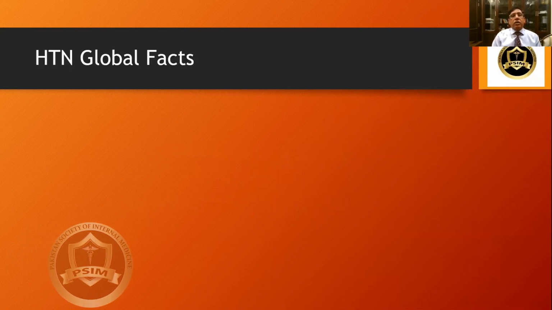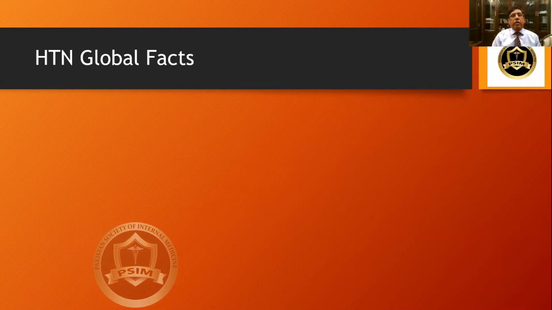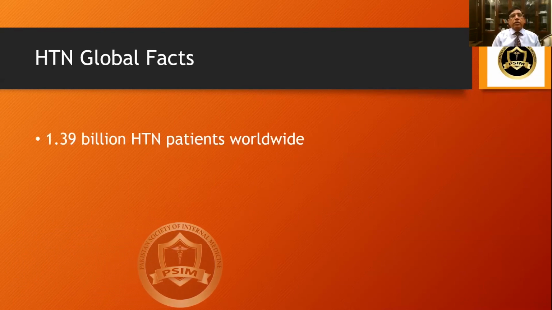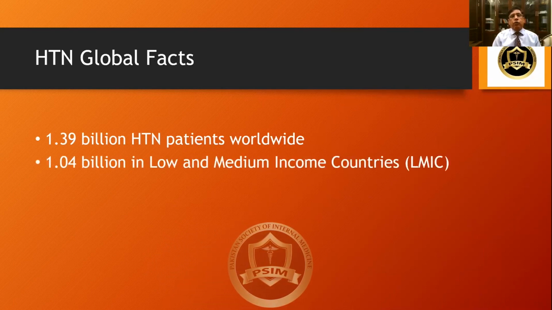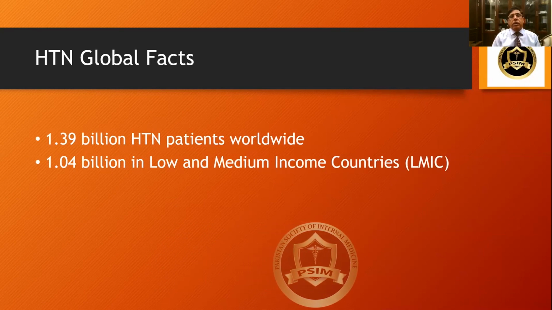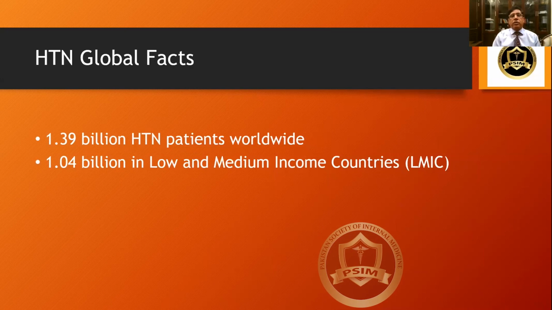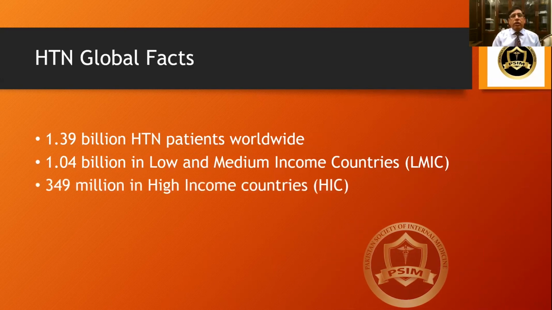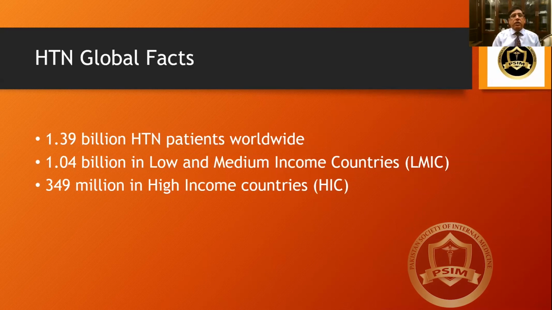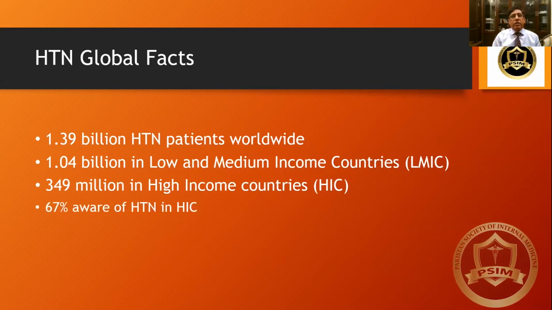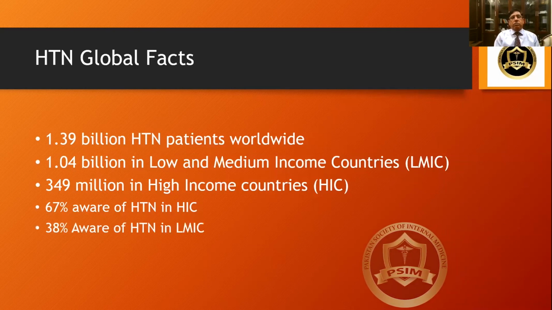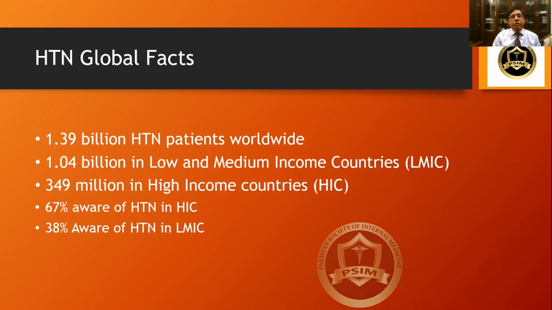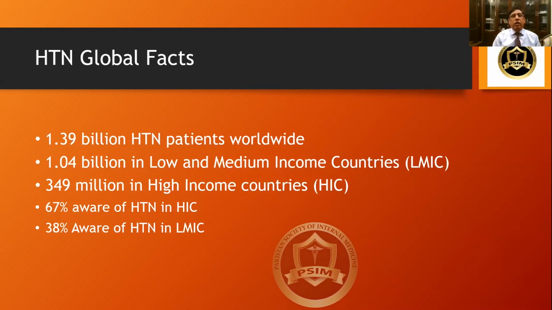Few facts about hypertension. In the beginning, Hina did mention that there are almost 1.39 billion hypertensive patients worldwide. Out of that, 1.04 billion are in low and middle income countries like ours, and that's where most of the problem is. Only 349 million are in the high income countries. And if you talk of awareness, 67% of people living in the high income group are aware of their hypertension, whereas the figure is quite alarming: only 38% in our part of the world are aware that they are hypertensive.